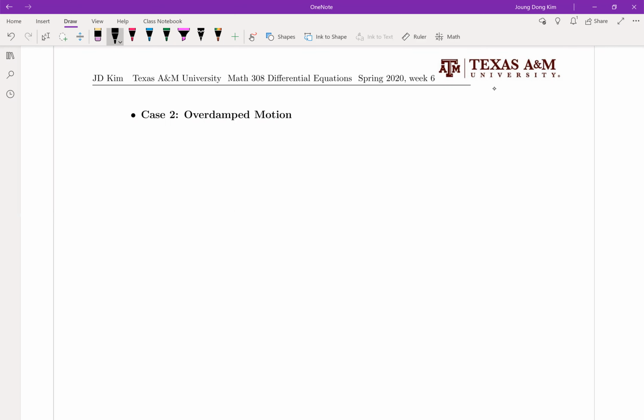Okay, so overdamped means the case where gamma square minus 4mk, as I told you, gamma, which is the damping coefficient, is really strong, which is a big number, then it will be positive. Okay, so if your gamma square minus 4mk is positive, in other words, your gamma square is bigger than 4mk, definitely you're going to have a positive number under the square root part of your characteristic equation. Okay, let me rewrite your characteristic equation again.